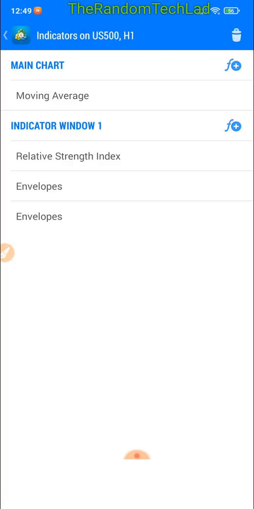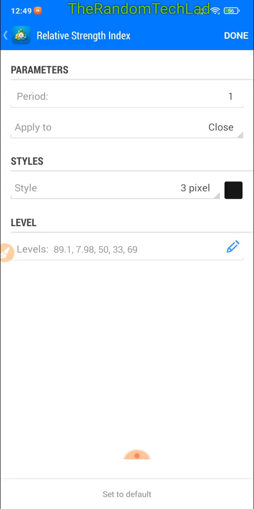So let's go back again, and the next indicator is the RSI, and these are the settings. Make sure you've got the same settings as me. I'll show you the levels in a minute. I just want you to understand what you are doing. So the RSI is a momentum indicator, and we use it to evaluate the overbought and the oversold condition in the market or in the price.